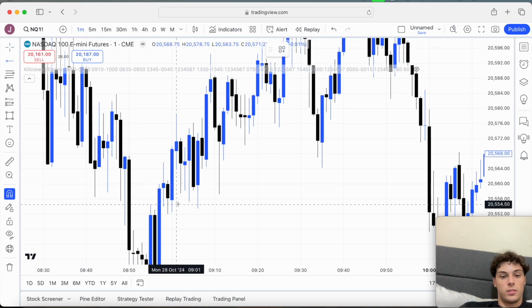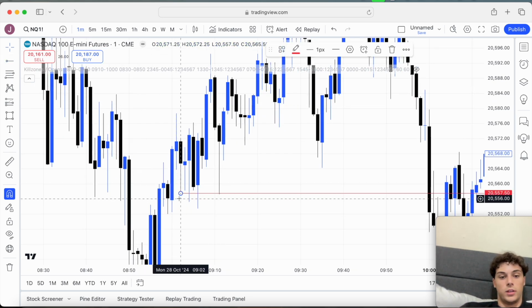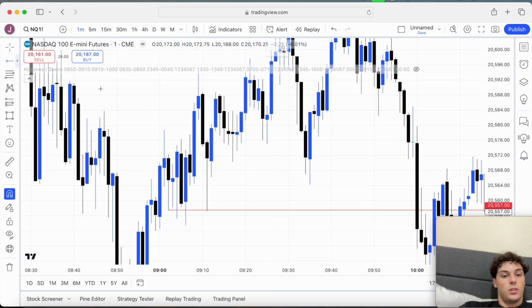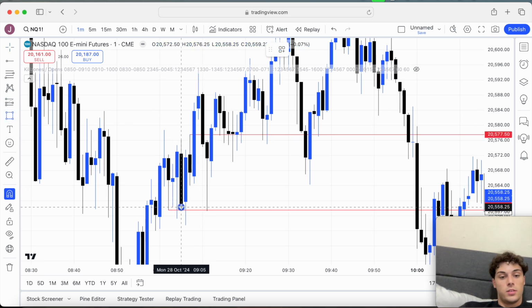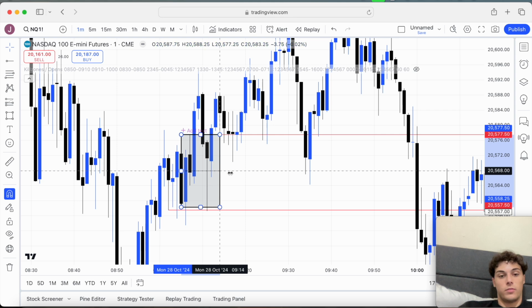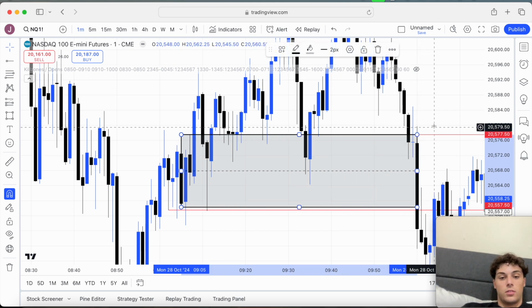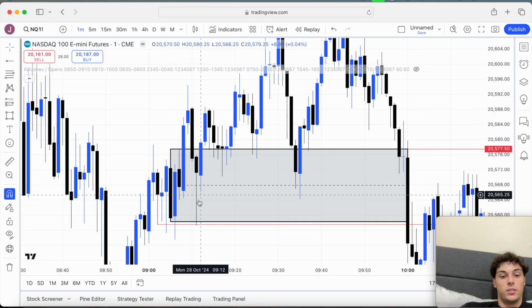So then right here, we have this low. It gets swept with liquidity. Right here, we have a high. Creates a new high. Breaks it. So then this, it broke structure. So then we have right here, this order block. It goes back into the order block. It fills it. And it pops right out.